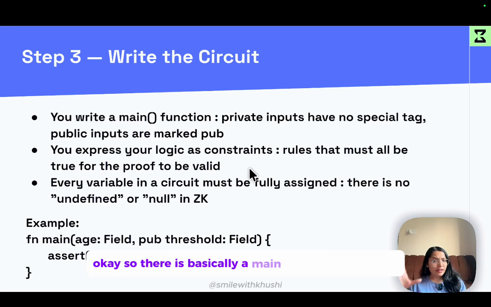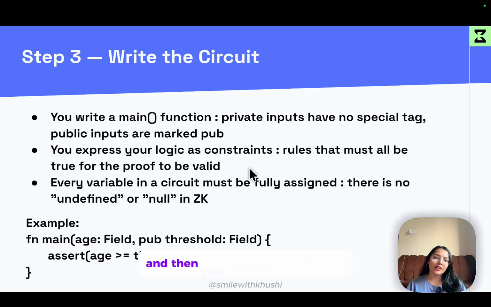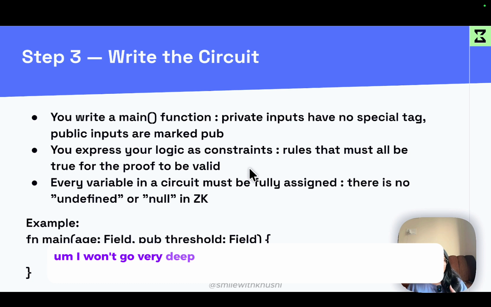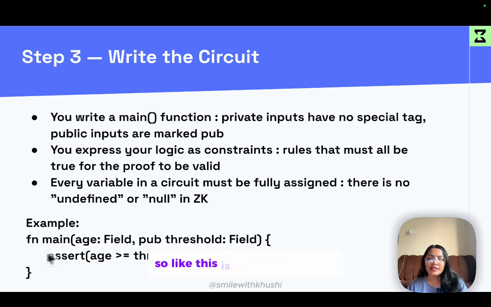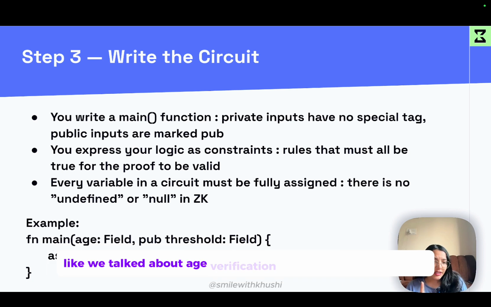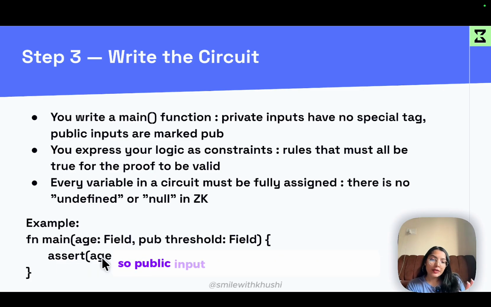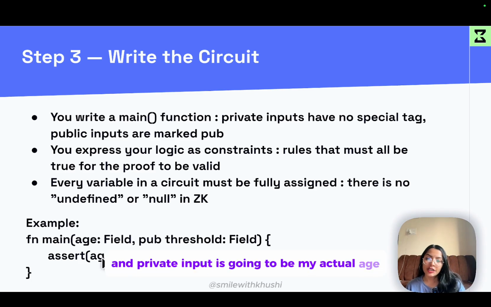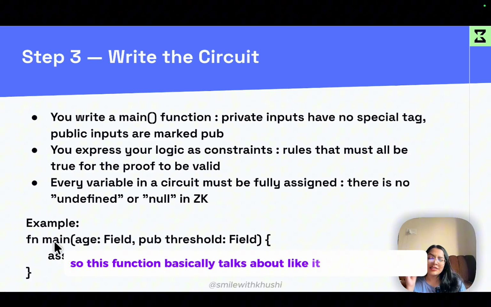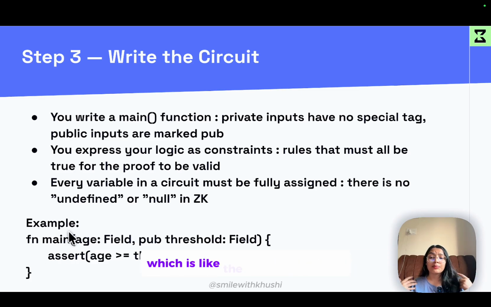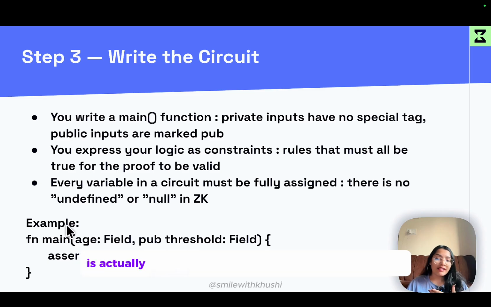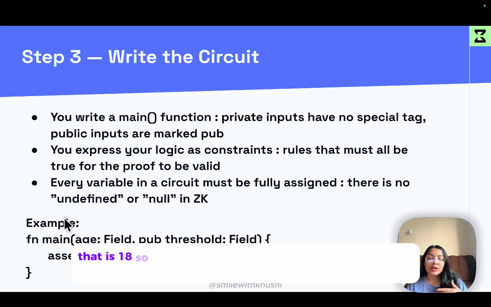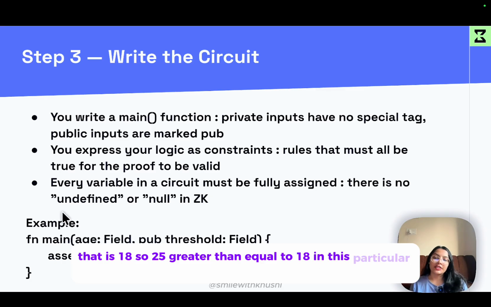Okay, so there's basically a main function where you show the intake of public and private inputs, and then you have the constraints. I won't go very deep into this because we'll be doing it hands-on. So this is a very basic thing. Like we talked about age verification in the previous slides, right? So public input is going to be the constraint, that is the 18 years of age as a threshold, and private input is going to be my actual age. So this function basically checks if my age, which is the private input, is actually greater than or equal to the threshold value, that is 18. So 25 greater than or equal to 18 in this particular example.